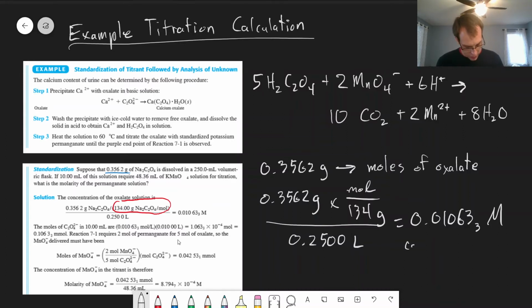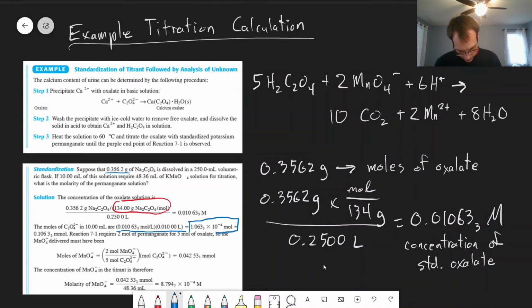So this is the concentration of our standard oxalate. And we know if we take 10 milliliters of that, all right, 10 milliliters of oxalate, as it says here, the moles of oxalate in 10 milliliters are, we take our molarity, moles per liter, times our volume. That tells us we have 1/10 of that amount. So it's 1.0633 times 10 to the minus 4 moles. Or we can write that as millimoles. This is a unit that's pretty useful in analytical chemistry and titrations especially.